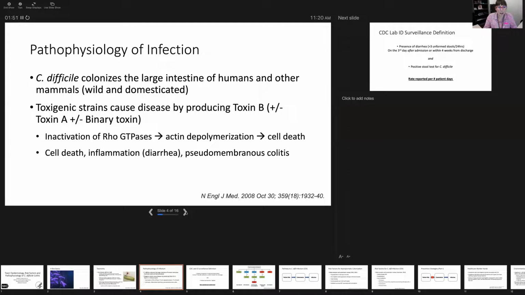We typically think about the toxigenic strains because they cause the disease. That is almost always including toxin B. They may or may not have toxin A, and there's also binary toxin, which is one of the toxins that is less commonly discussed. How do you get infected? Well, the toxins inactivate your Rho GTPase, which causes actin depolymerization, which can cause cell death. The cell death and inflammation result in diarrhea in the colon and pseudomembranous colitis, as we see.